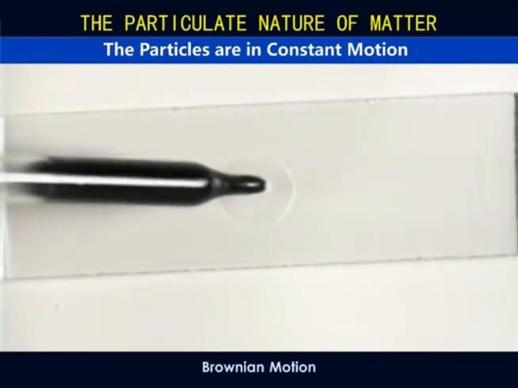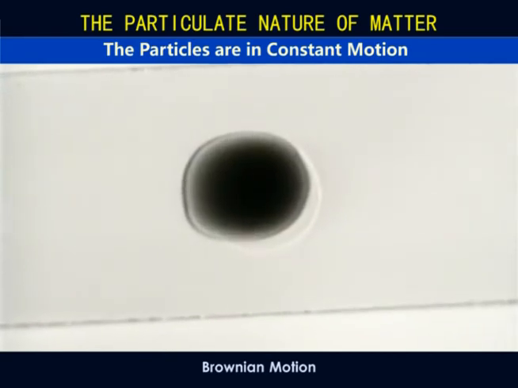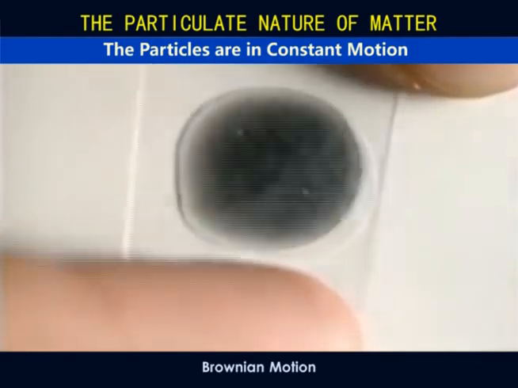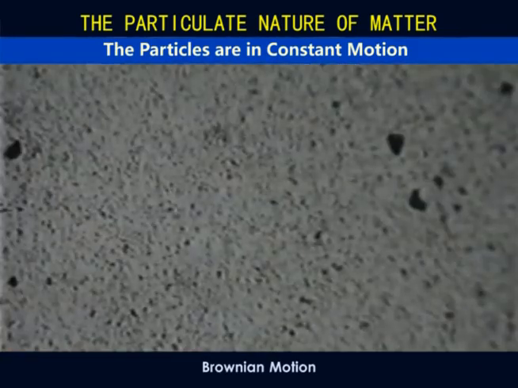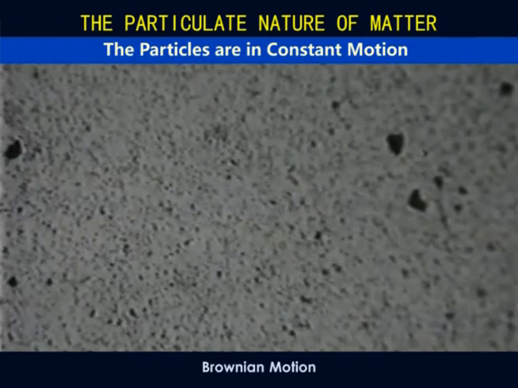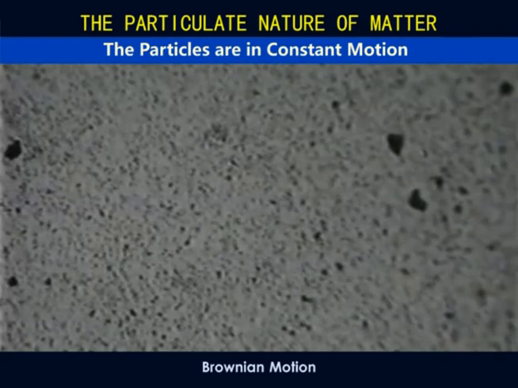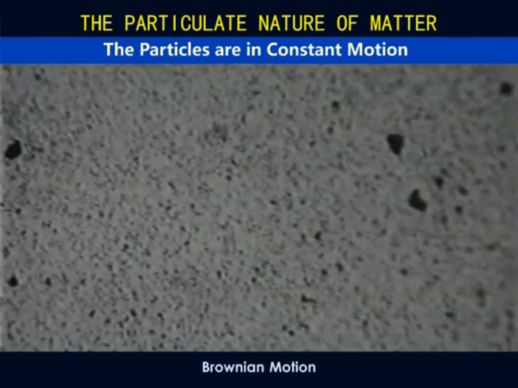We can also see this effect when looking at carbon particles. A drop of carbon powder suspended in oil is placed on a slide and viewed under a microscope. The carbon is seen to be bouncing around. This is called Brownian motion. This motion is caused by the grain and water particles colliding and bouncing off each other as they move around. The same is happening to the carbon and oil particles.